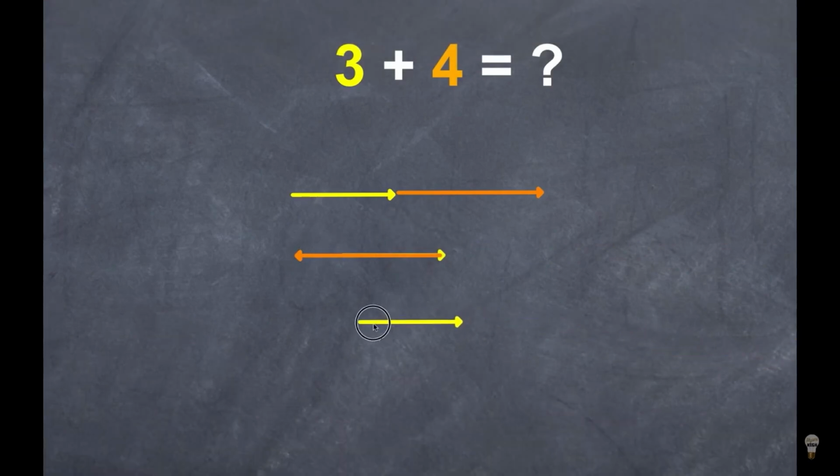But what if I walked initially 3 meters like so, and then I walked 4 meters in that direction? Well, now my displacement is 5 meters.